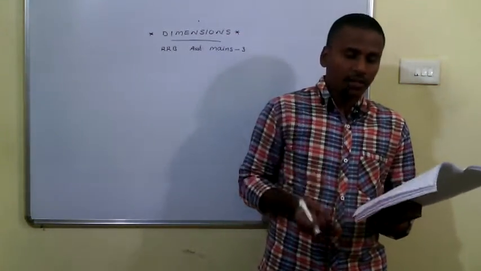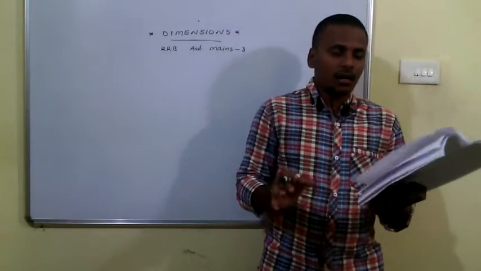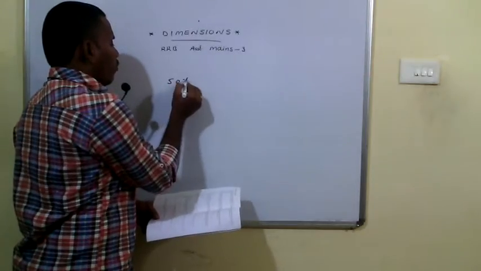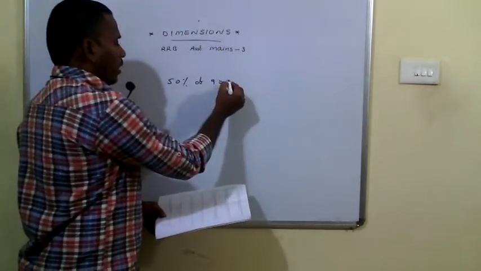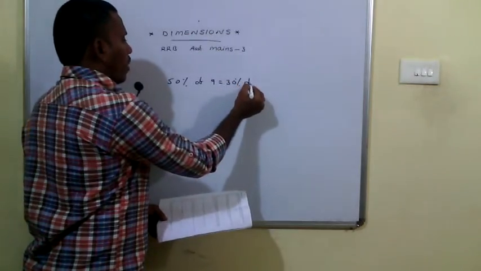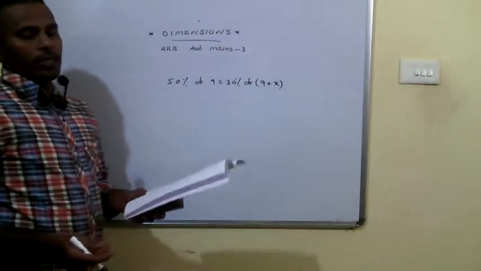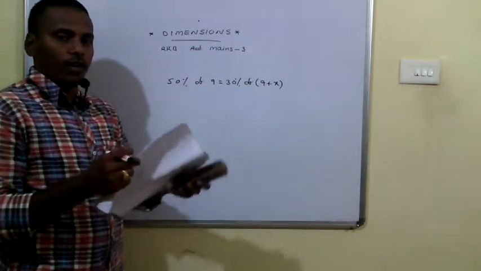Since we are adding water, the alcohol quantity is the same. In the first case, alcohol is 50% in 9 ml. So the alcohol quantity before adding water is 50% of 9 ml, and after adding water, it is 30% of 9 plus x. For this 9 ml, we are adding x ml of water. On simplifying this, you will get x, the amount of water we need to add.